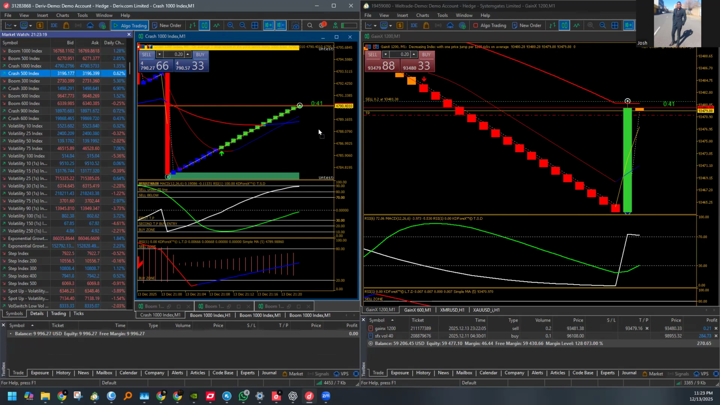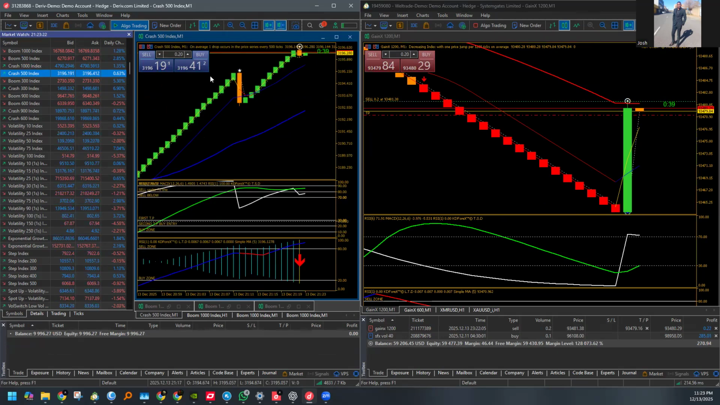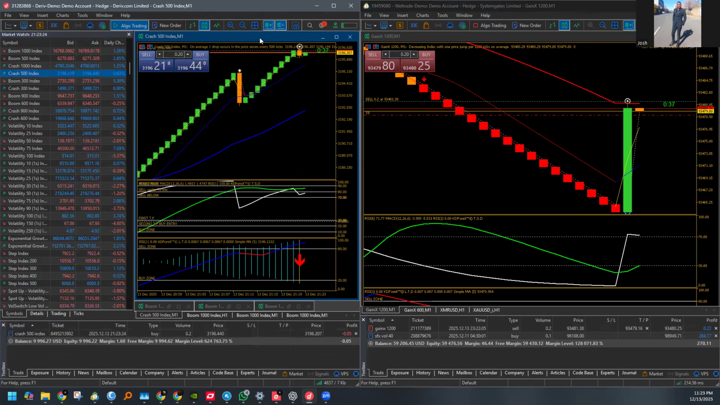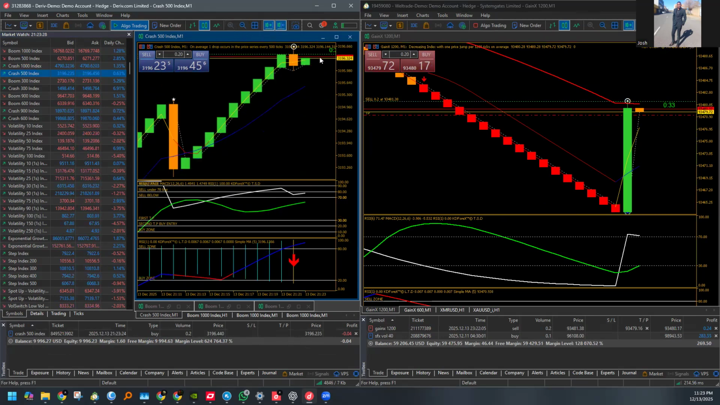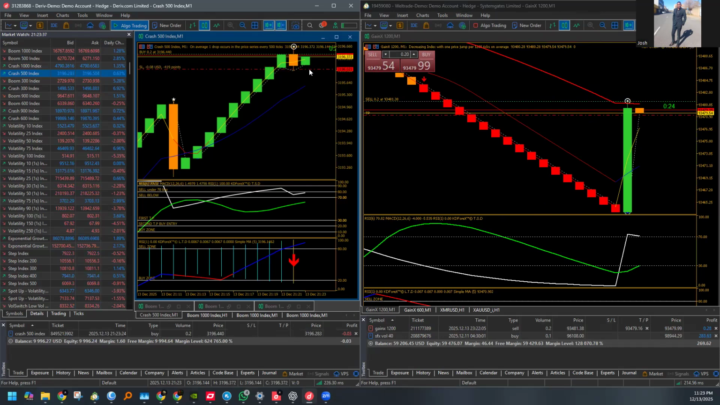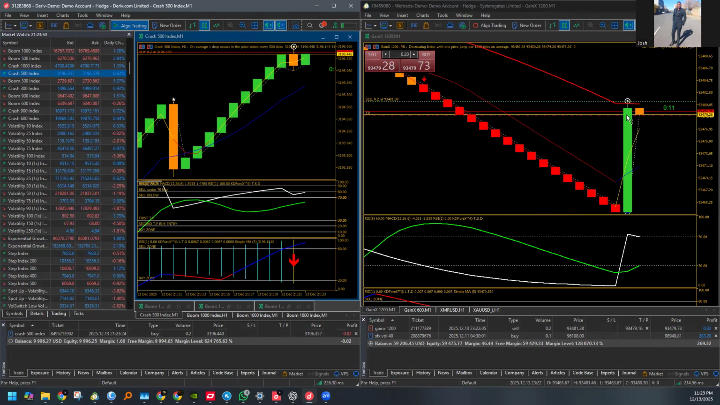Let me see. Maybe Crash 500 might be doing something at the moment. Let's just see. Your spread is way too much as well. Let's see one candle down. How much are we looking at? This one is even worse. It has become even worse than it has been.